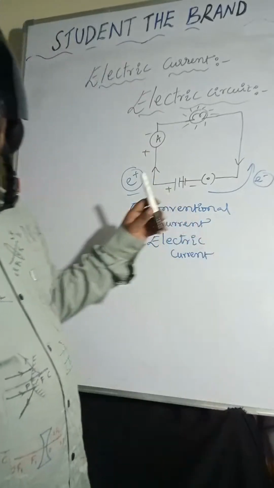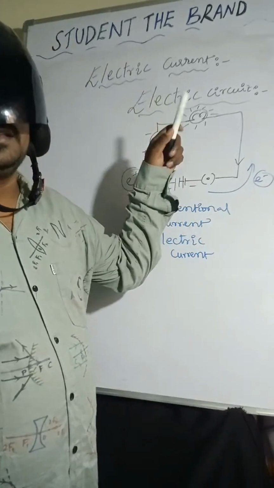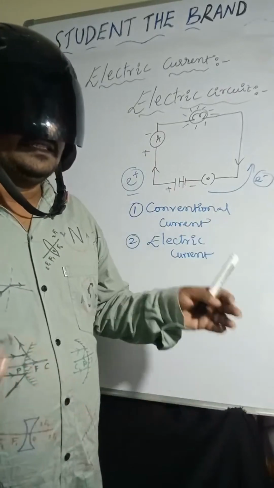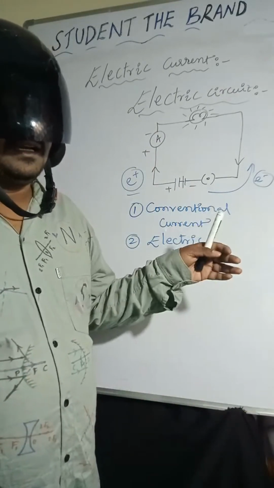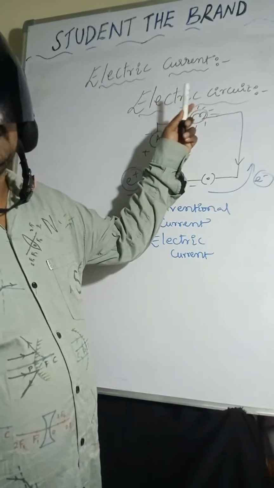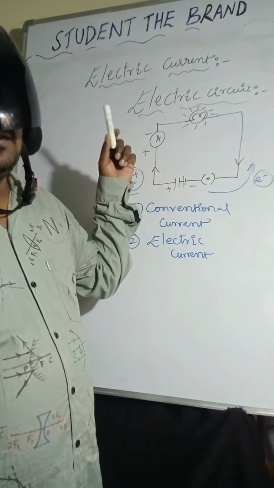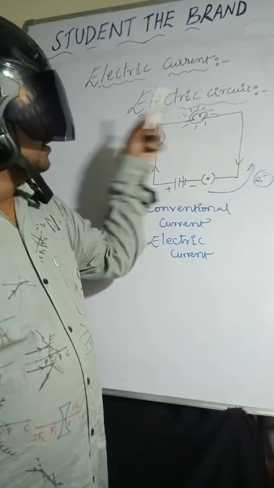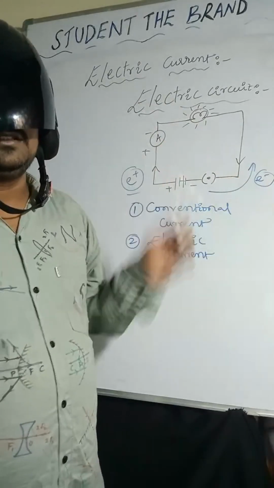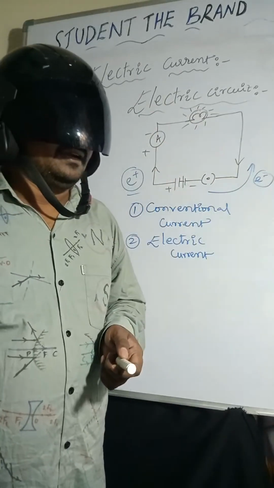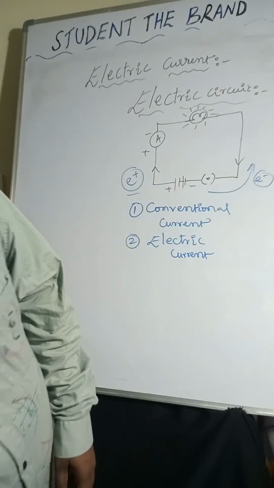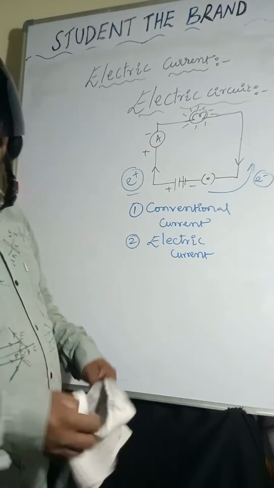Now you can observe a continuous and closed path of an electric current is known as an electric circuit. The flow of positive charges is known as conventional current. The flow of electrons is known as electric current. I hope it is very clear to you. Now we will discuss one more.